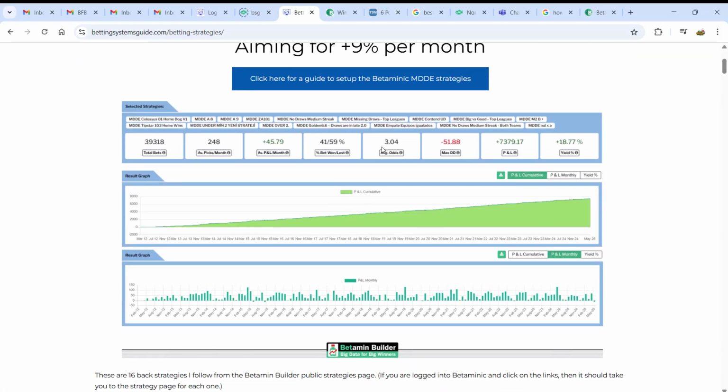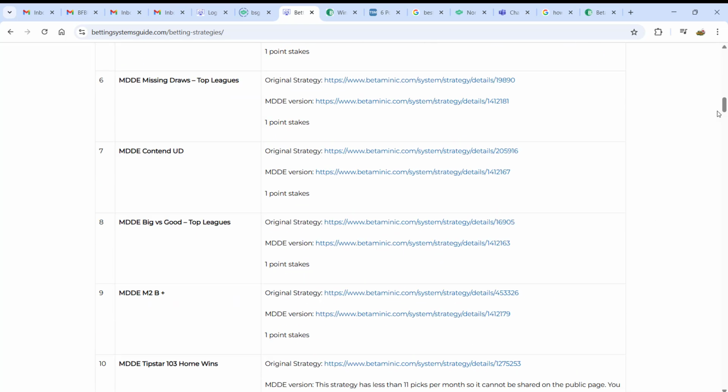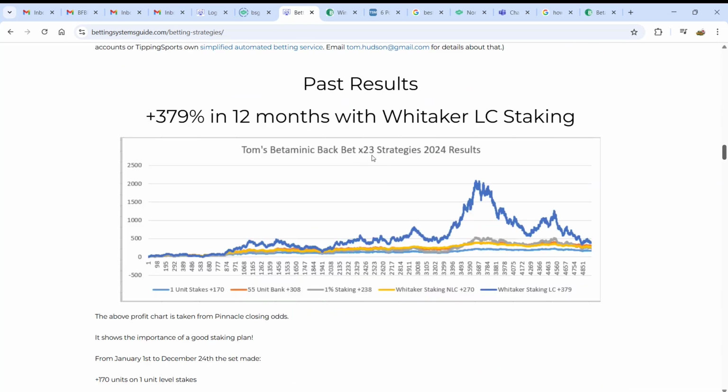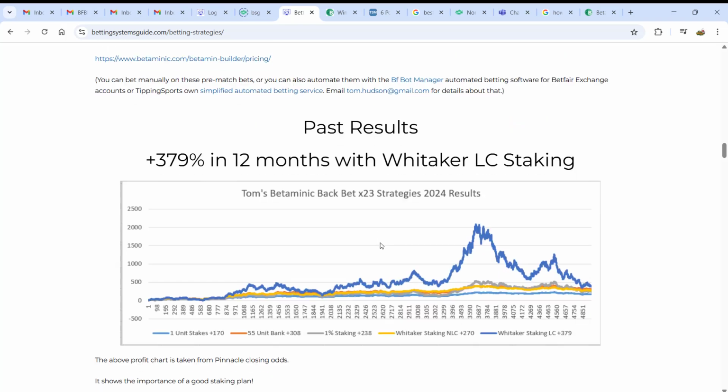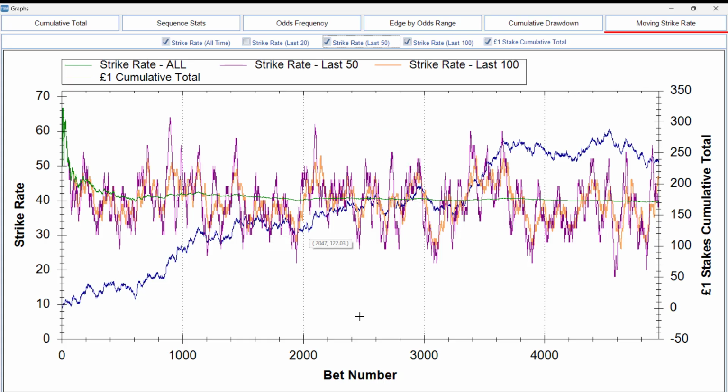thebettingsystemsguide.com, back in January, I picked out 23 strategies that I recommended for 2025. I tested them in my own Excel file to try and see what kind of profit they got in 2024 with Whitaker staking. But now, thankfully, the staking machine has Whitaker staking, and I could put that data into proper staking analysis software and see how it worked out.